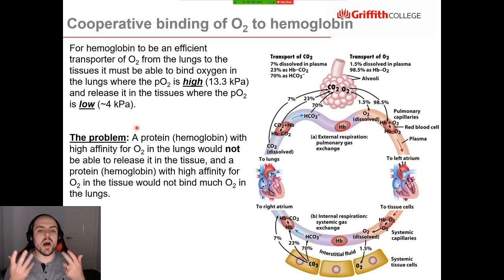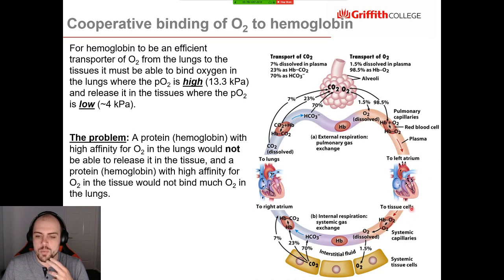Now, what do I mean by binding affinity? So affinity, willingness, yeah? The binding affinity is referring to how willing it is to bind and hold on to something. So we want it to have a high binding affinity for oxygen when the concentration is high, because we want it to scoop up and grab those oxygen molecules in the lungs. But we also want it to let go. We want that binding affinity to be lower when the oxygen concentration is low.